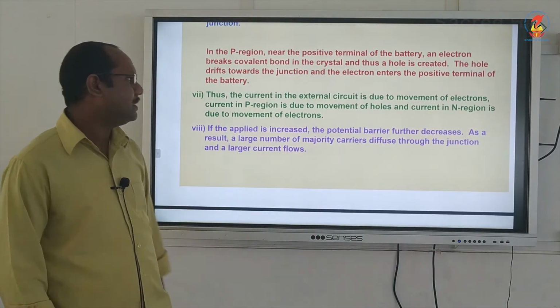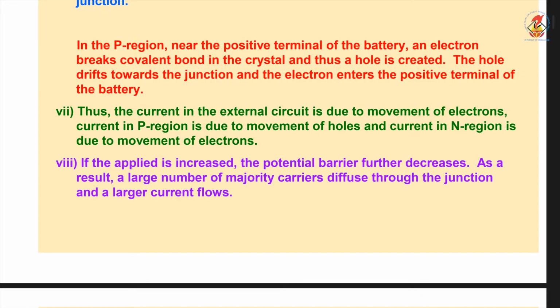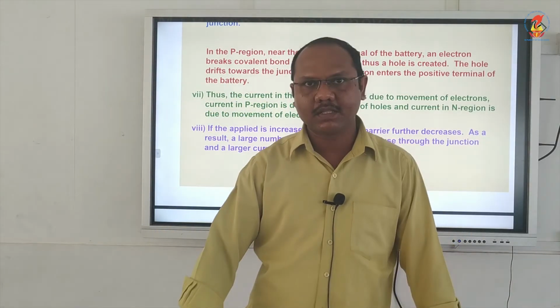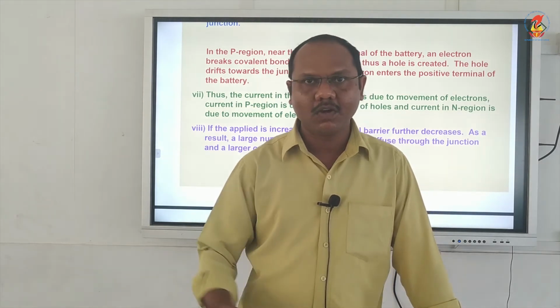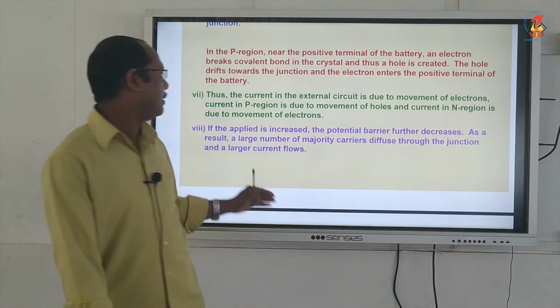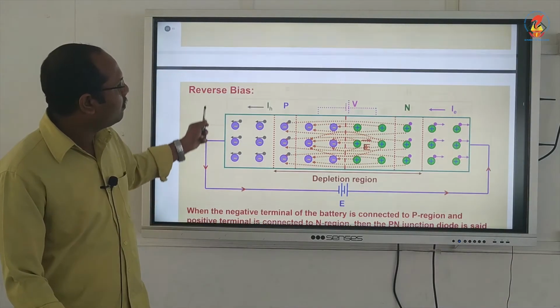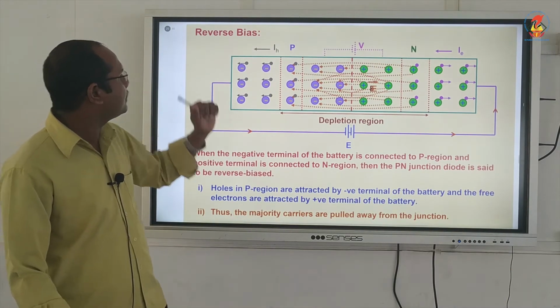If the applied voltage is increased, that means when it crosses the threshold voltage, large majority carriers will diffuse across the junction and a large current will flow, and that current is of the order of milliampere. This is what we have discussed. Okay, so write all these points in your notebook. Now let us move on to the next thing.